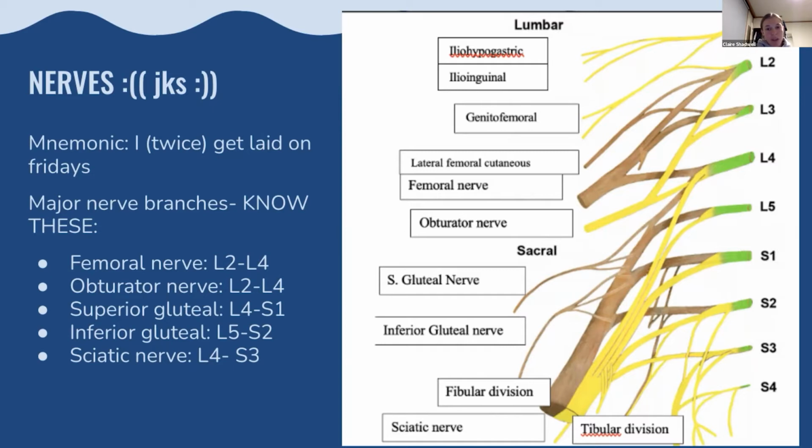And there's a mnemonic that we were taught from a PSP last year. So it's I twice, so 2 I's, G get laid on Fridays, and that's the top part, and then you have the superior and inferior gluteal nerve and the sciatic nerve. And don't worry too much about the sciatic nerve, because it will make more sense, like the fibular and tibial division, as you get into the lower part of the leg. But the 3 main nerves for the thigh would be the femoral, obturator and the sciatic nerve for innervation of the muscles.